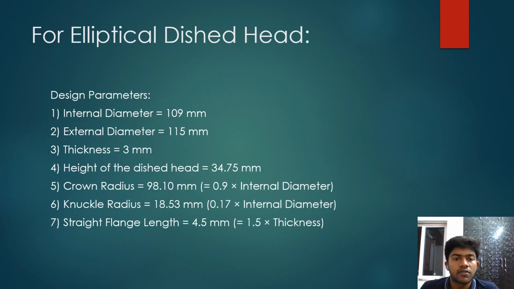Now the design parameters for constructing the elliptical dish head have been given: the internal diameter, the external diameter, the height of the dish head, the crown and knuckle radius, and the straight flange length. These are the design parameters that are used for designing each type of dish head, and here in the case of the elliptical dish head, the values are given as an example.